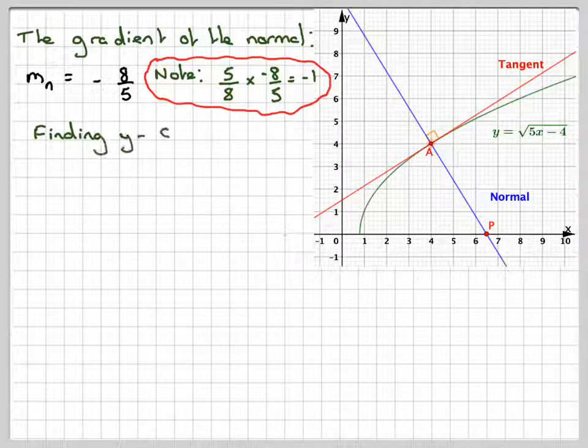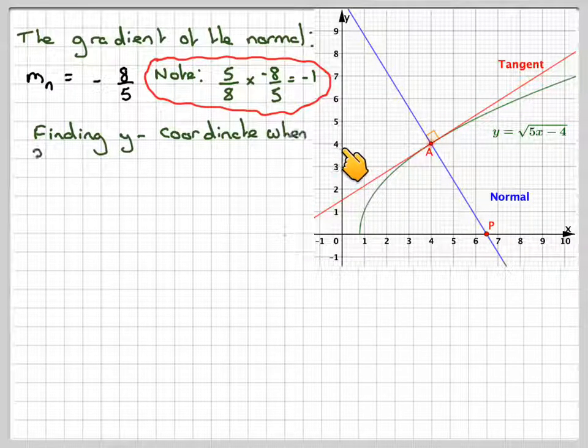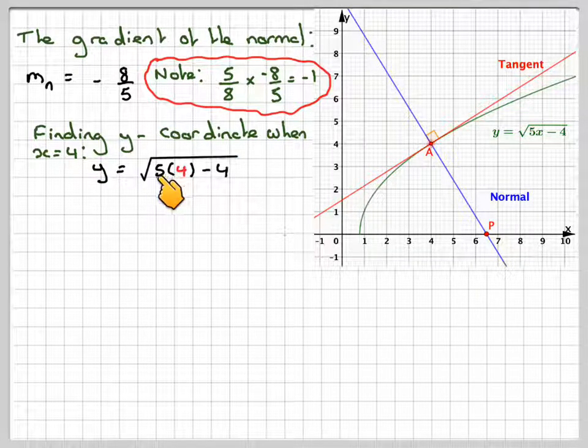We also need to find the y coordinate. We can see it's 4 from the graph, but we have to show it algebraically. So just putting 4 in the original equation, 5 times 4 minus 4 gives me the square root of 16, which is 4.